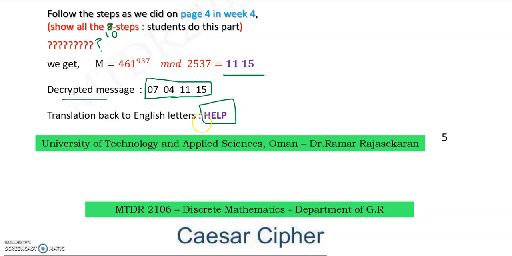So this is the method of how to decrypt a given numeric value into English letters. That's it. We will see the continuation of this in the next video. Thank you.